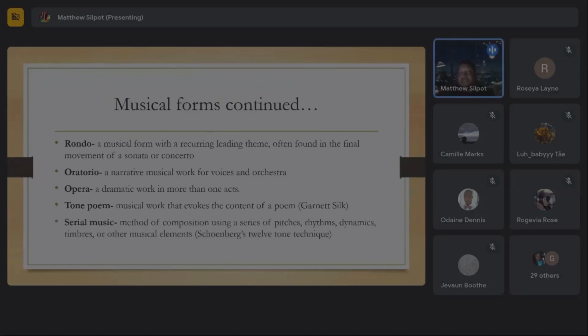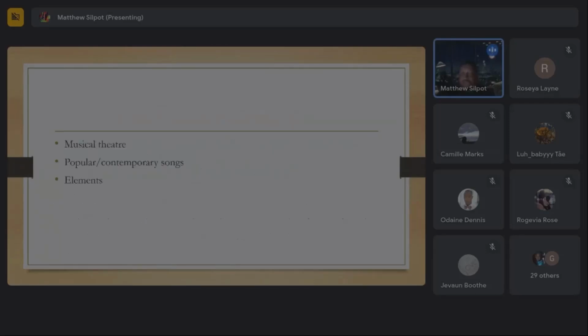And we have something that we call serial music, which is a method of composition using a series of pitches, rhythms, dynamics, timbres, and other musical elements. And this is one example, Schoenberg's 12-tone technique. So that covers that. Yeah, and that's all of that.